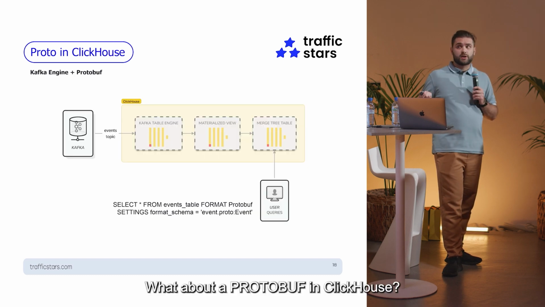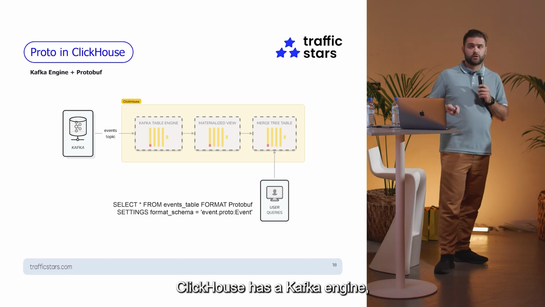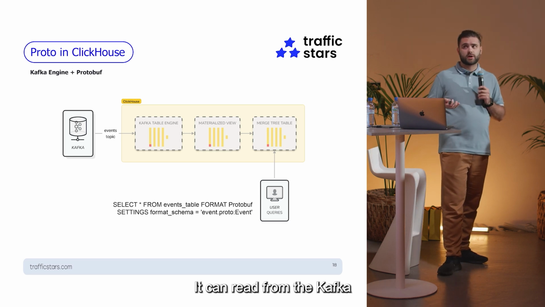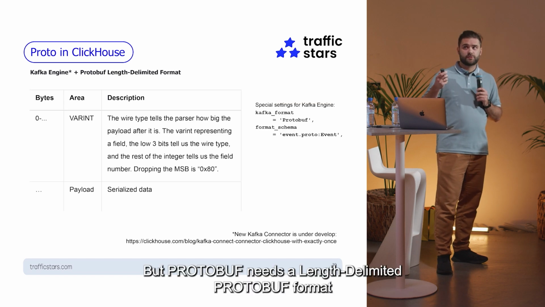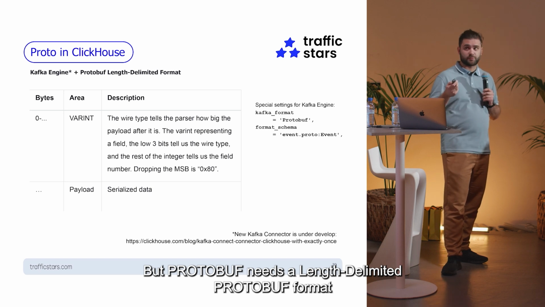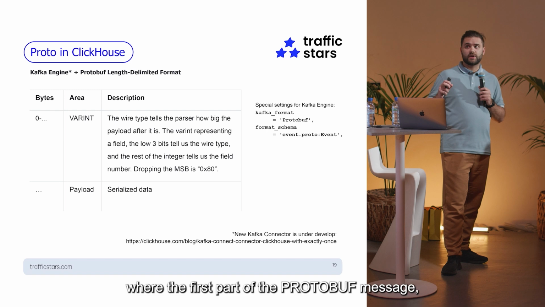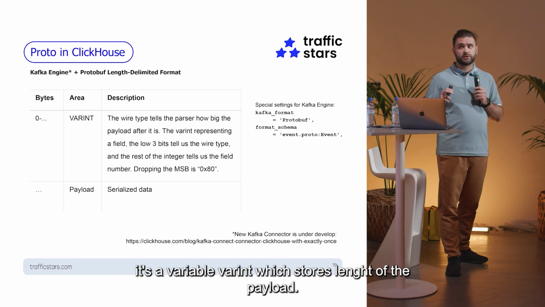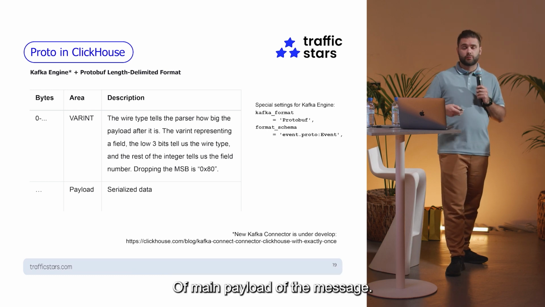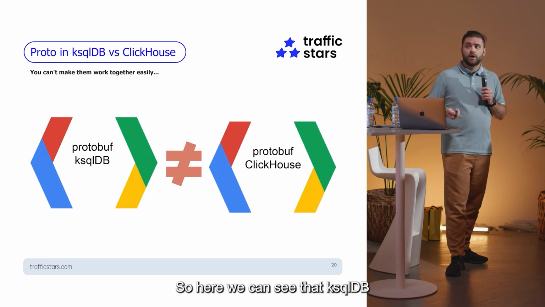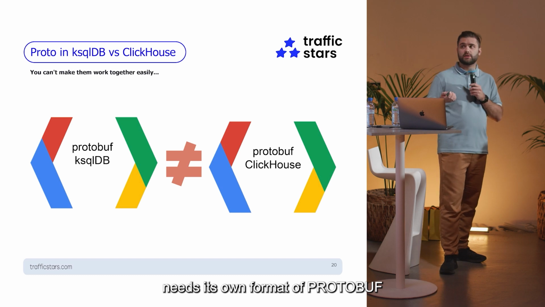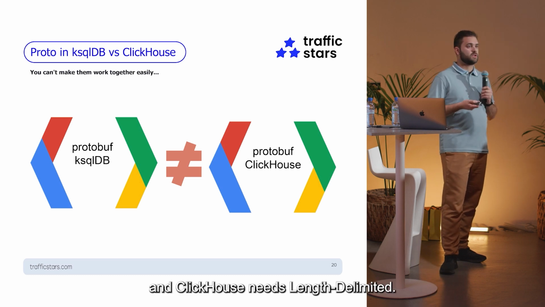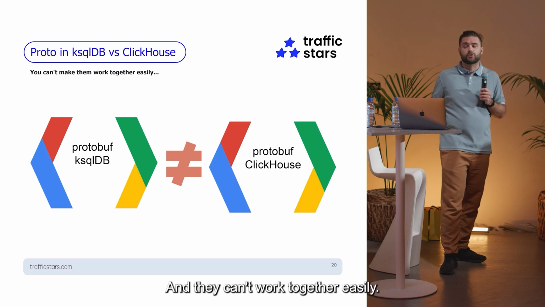What about Protobuf in ClickHouse? Okay, ClickHouse has a Kafka engine. It can read from Kafka, and also works perfectly with Protobuf. But it needs the length-delimited Protobuf format, where the first part of the Protobuf message is a varint which stores the length of the main payload of the message. So here we can see that ksqlDB needs its own Protobuf format, and ClickHouse needs length-delimited, and they can't work together easily.